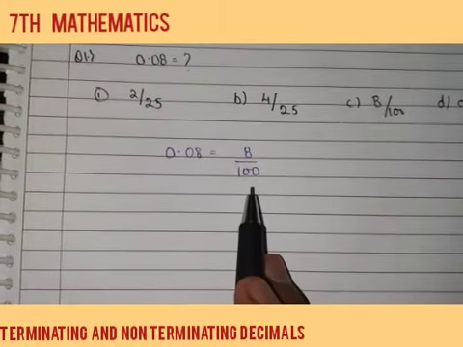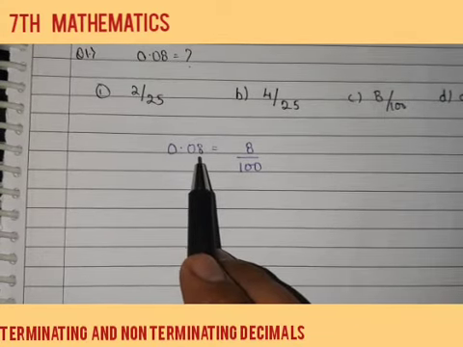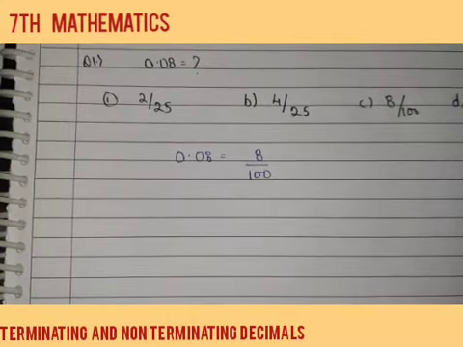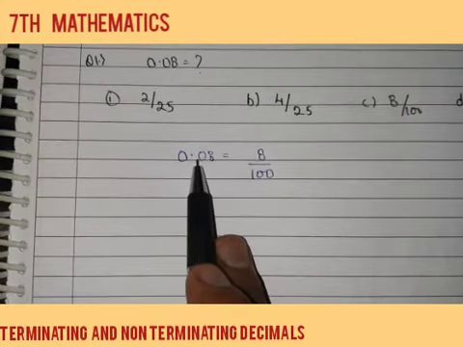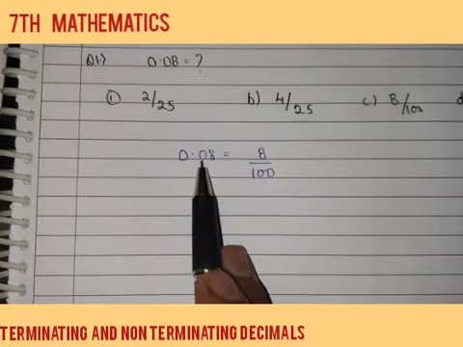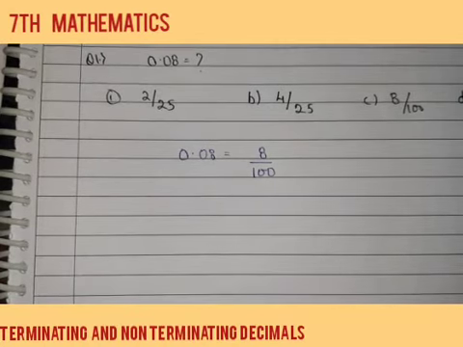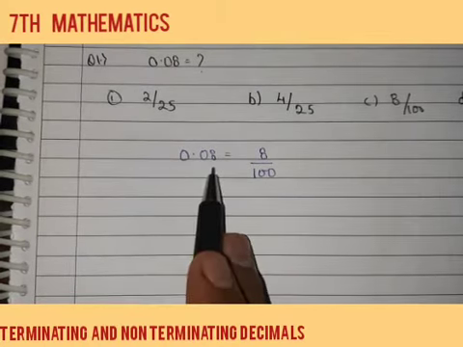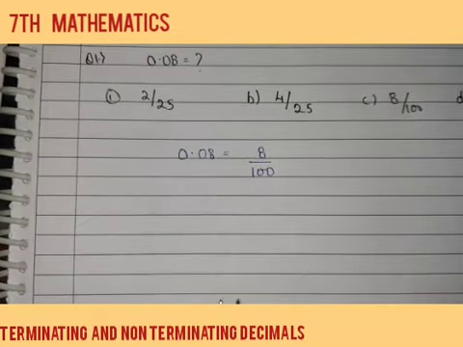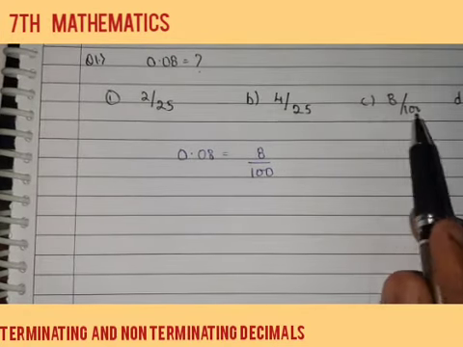Now why can we write it as 8 upon 100? We know that the number of digits after the decimal is the number of zeros we put in the denominator. For example, after the decimal there were 2 digits, so we will write 8 upon 100. If there would have been 3, we would have written 8 upon 1000, and with 4, 8 upon 10,000. The number of digits you see after the decimal, the same number of zeros you put in the denominator. So since there were 2 digits, we write 8 upon 100. That means this will be the answer.